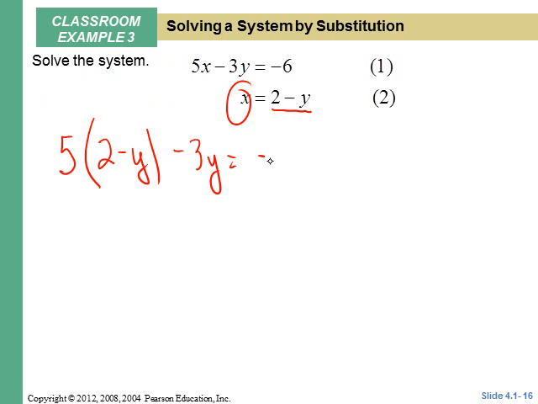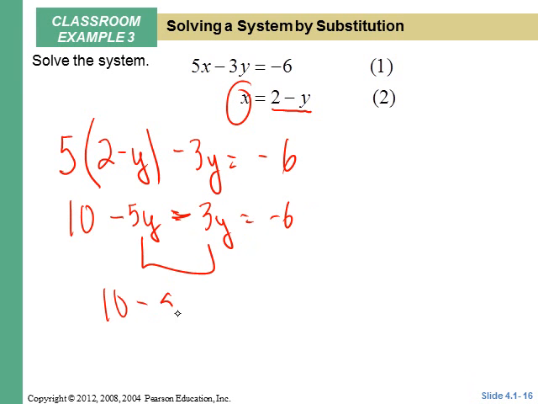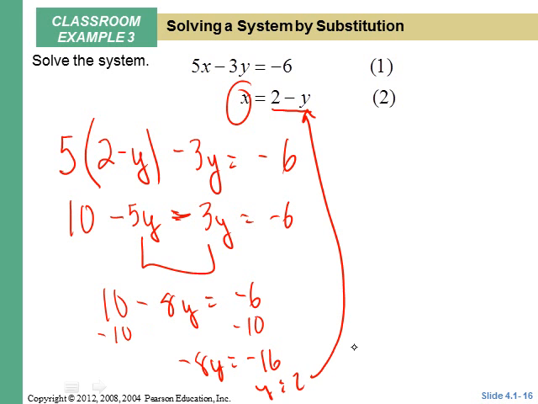Minus 3y equals negative 6. And then I'm going to multiply it out. I get 10 minus 5y minus 3y equals negative 6. 10 minus 8y equals negative 6. Subtract 10 from both sides. I get negative 8y is negative 16, so y is positive 2. Then I substitute that back into the second equation. Y is 2. 2 minus 2, x will be 0. Y is 2.